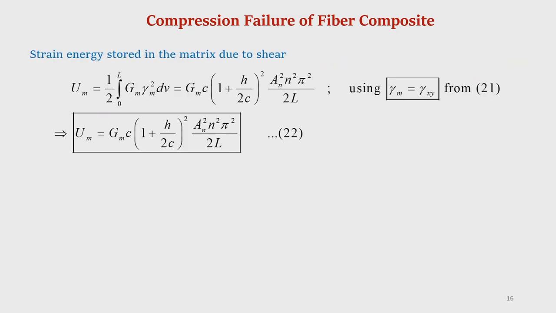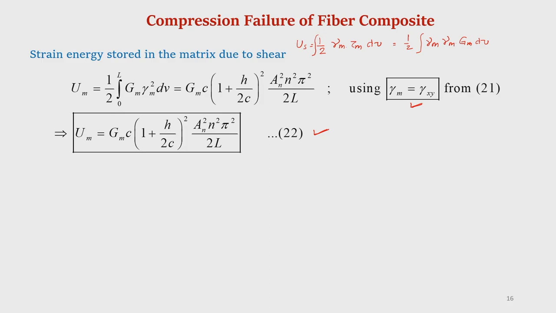Once we put this expression for the shear strain in the strain energy stored because of pure shear, we know that the strain energy stored because of shear is half into shear strain into shear stress dV. Using the stress-strain relationship, shear stress is nothing but shear strain into shear modulus. Therefore, we get G_m gamma_m squared, where gamma_m is nothing but this gamma xy, the shear strain in the matrix we have just calculated. Once we put this, we get the expression for the strain energy stored in the matrix entirely because of the shear, because in this case the matrix is experiencing shear.